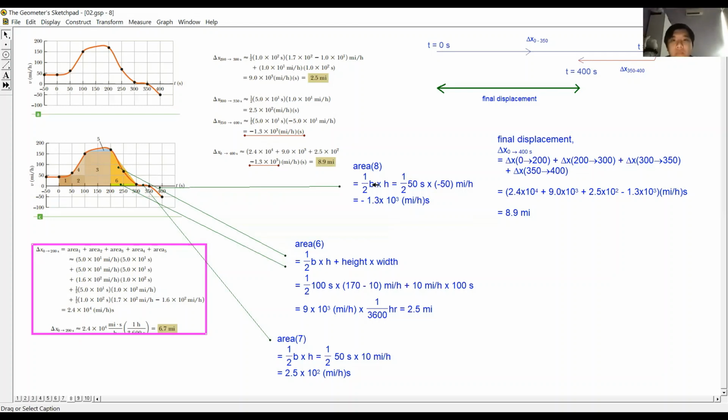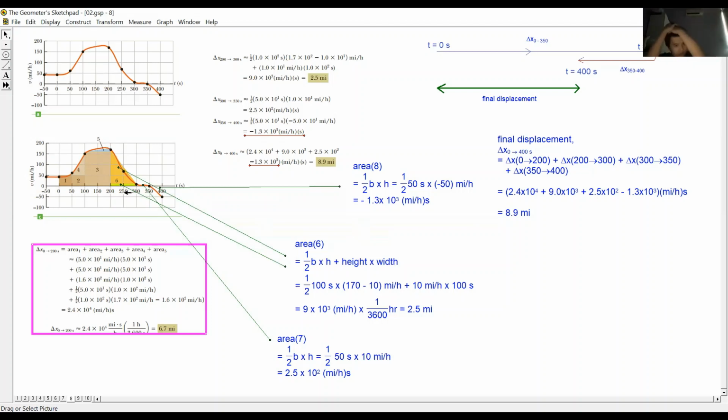Then lastly, area number 8 is this area between 350 and 400 seconds. This area is below the time axis, or below the x-axis. So how many parts do we have today? We have 8 parts. 6 consists of 2 parts, then 7 and 8. So we start with area number 6.